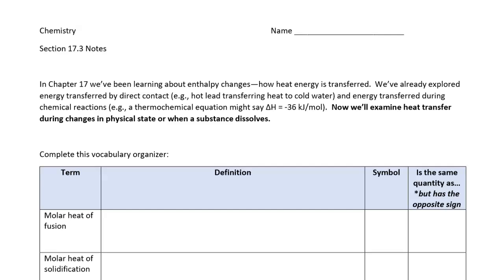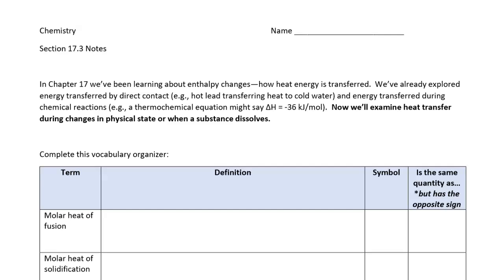In chapter 17, we've been learning about enthalpy changes, how heat energy is transferred. In the last section, we looked at energy transferred by direct contact. For example, if you drop hot lead into a container containing cold water, the lead will cool off, give its heat to the water, the temperature will rise, and that can be measured on a thermometer, which allows you to figure out how much heat was given off by the lead.